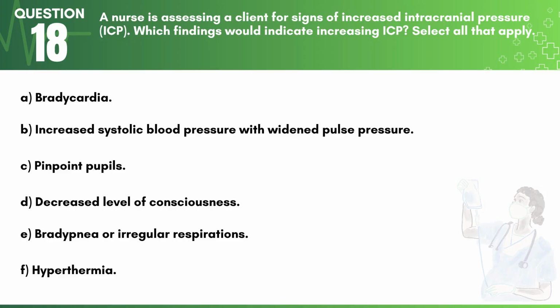Question 18. A nurse is assessing a client for signs of increased intracranial pressure, ICP. Which findings would indicate increasing ICP? Select all that apply. A. Bradycardia. B. Increased systolic blood pressure with widened pulse pressure. C. Pinpoint pupils. D. Decreased level of consciousness. E. Bradypnea or irregular respirations. F. Hyperthermia.